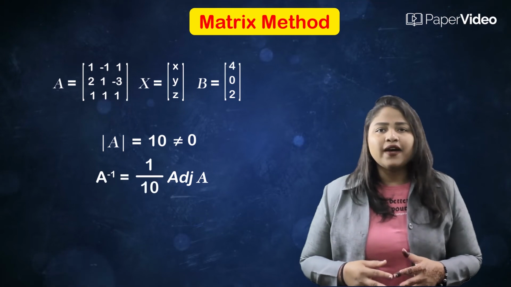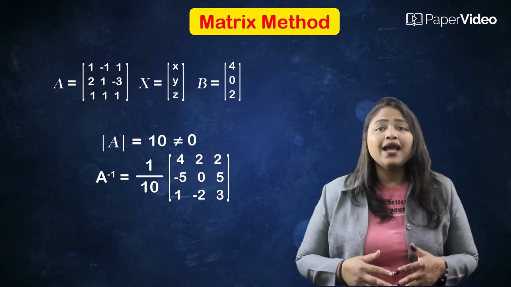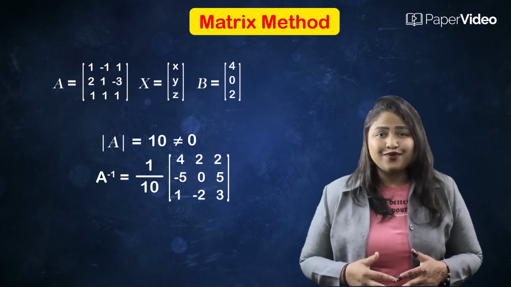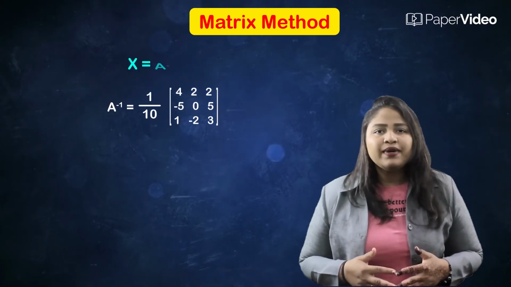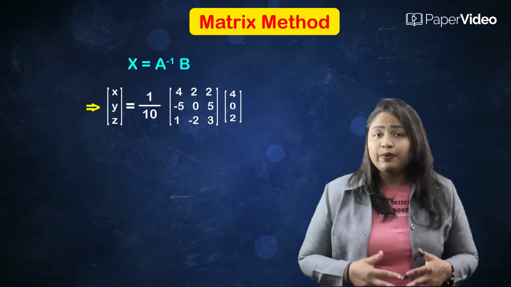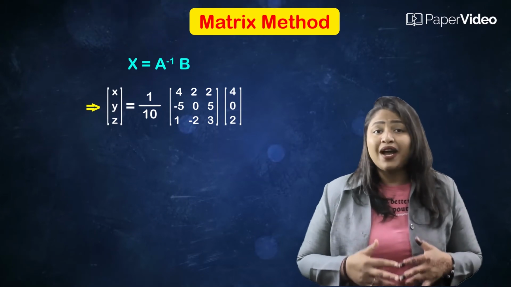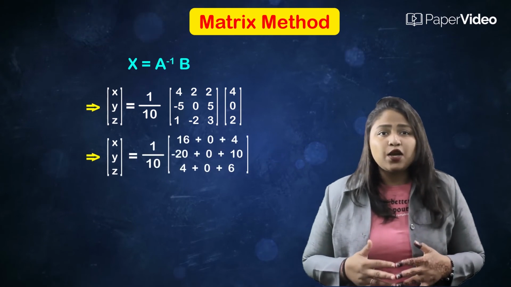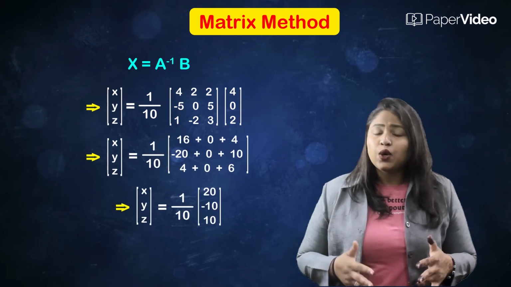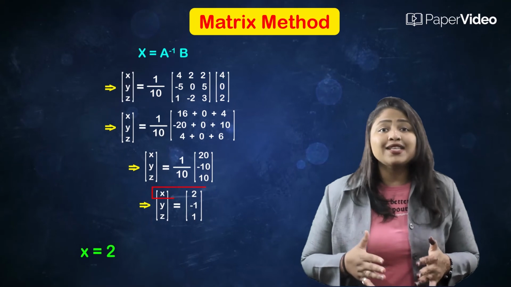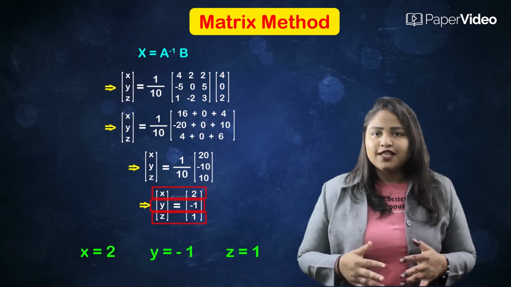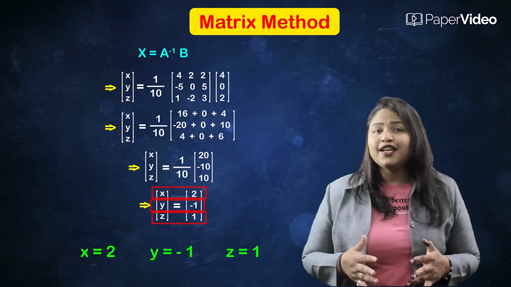Our next step is to find the adjoint of matrix A and multiply it by 1 upon determinant of A to get A inverse. Then we will multiply A inverse with matrix B and equate the product to matrix X like this. On simplifying and finally equating the corresponding elements, we can find the values of X, Y and Z. This is how we use matrix method to find the solution of a system of linear equations.